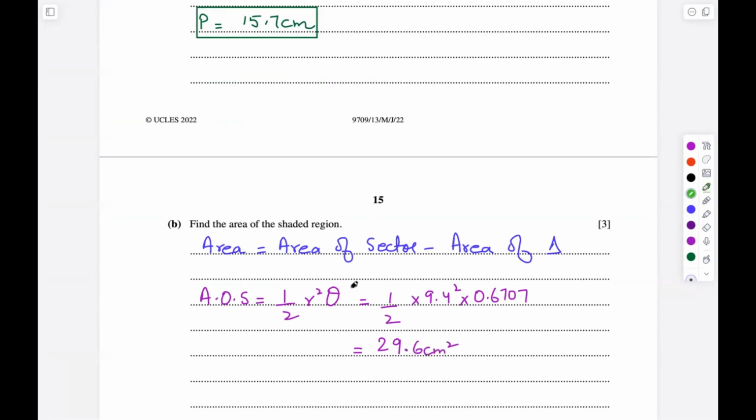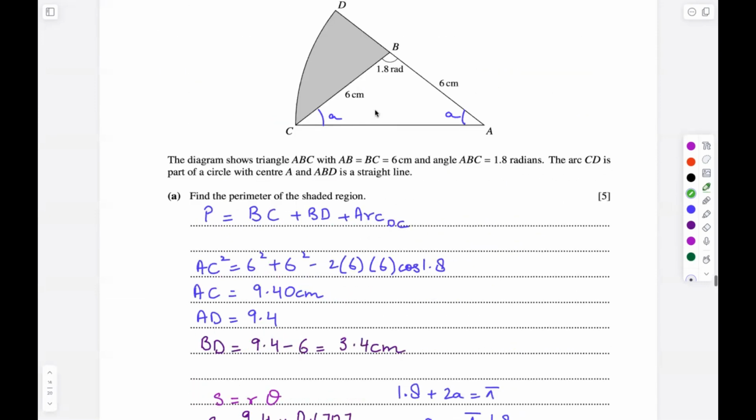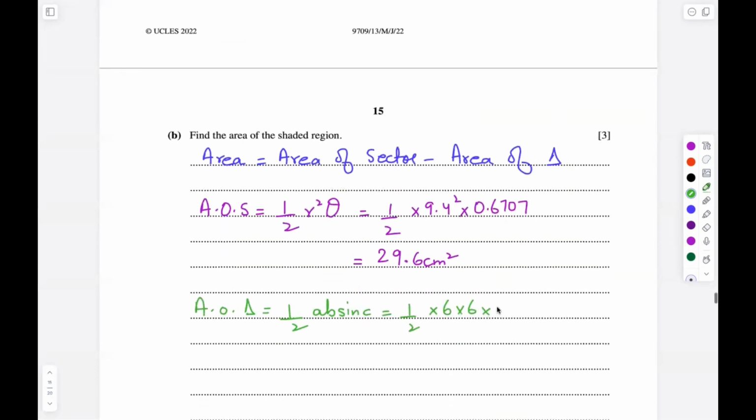To find the area of the triangle, we will use the formula half ab sine C. The lengths are 6 and 6. So this will be 6 into 6 into sine of the angle between them. So the angle in between was 1.8. So this will be sine of 1.8. Multiplying 6 by 6 and then multiplying by sine of 1.8, that is equal to 35.05. Dividing it by 2, the answer will be 17.529, or we can write it as 17.5 centimeters squared.